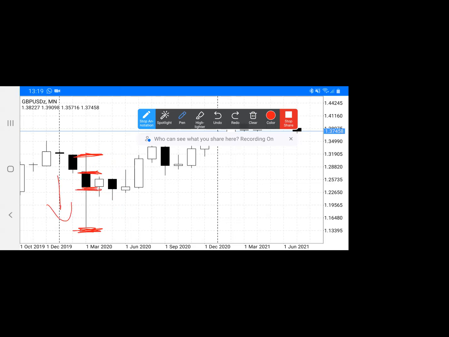Ultimately, we went down. Is that making sense to everybody? Is everyone understanding the 5 pieces of information that each candlestick tells us? Yes, fantastic. Does anyone have any questions about what those 5 pieces of information are?